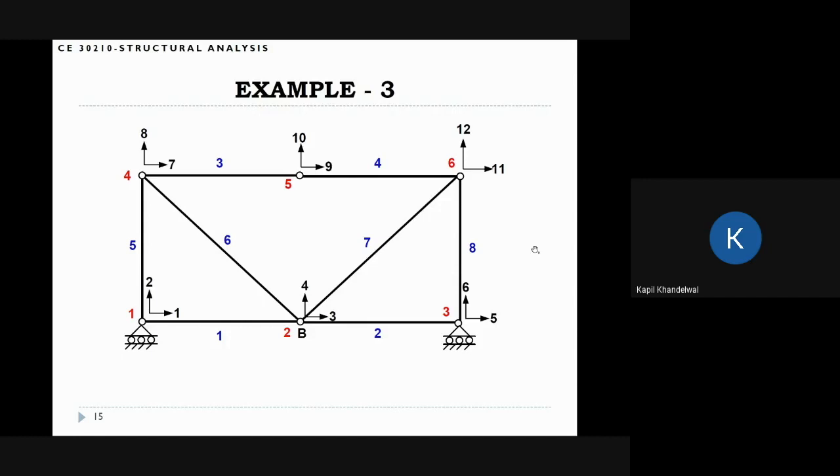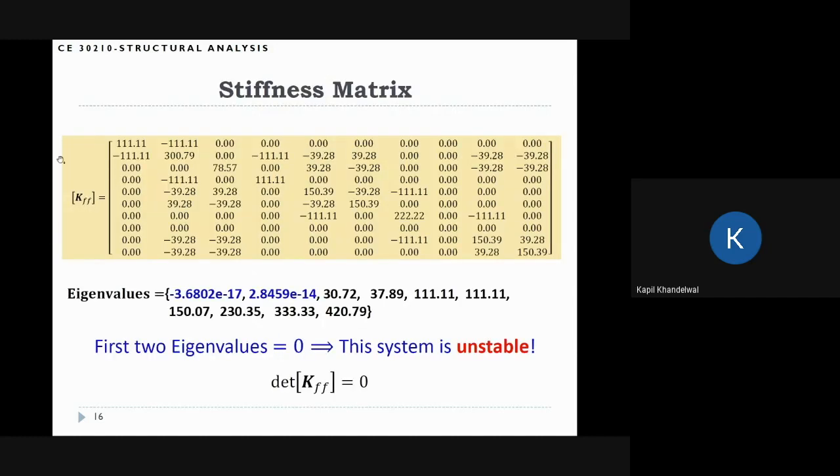And this analysis is done in MATLAB. Let me quickly show you the results first, and then I will discuss the MATLAB script. So this is the result for the system. I'm also showing you the KFF portion of the stiffness matrix. So this is the KFF portion of the stiffness matrix.